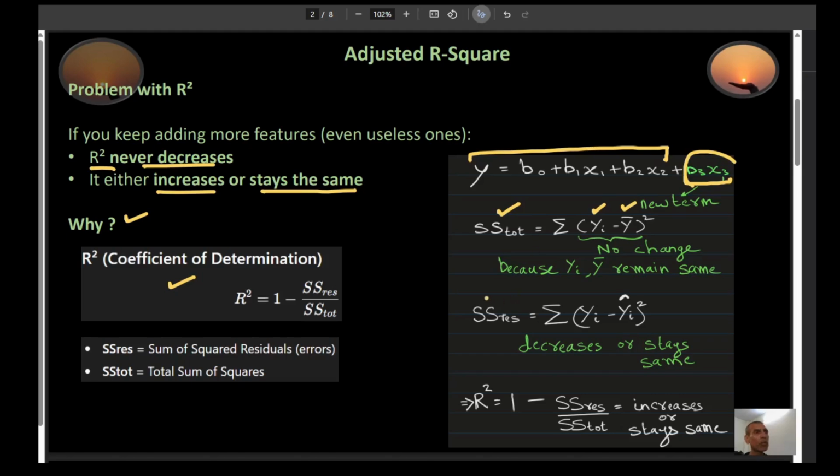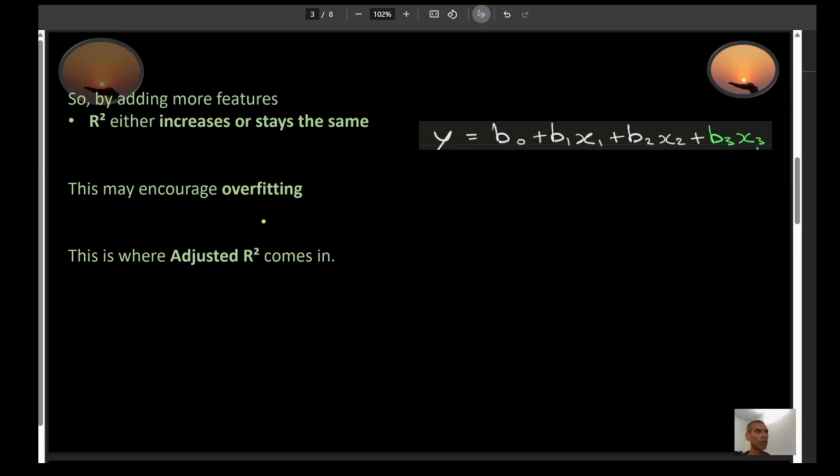It will not change. On the other hand, this term is going to decrease, because this is your prediction, and your prediction is going to get better on the training set since you now have one additional term. So your SS residual is going to either decrease or remain the same. When this term decreases, this whole term is going to increase. So by adding more features, your R square either increases or stays the same. And this encourages overfitting. This is where adjusted R square comes in.